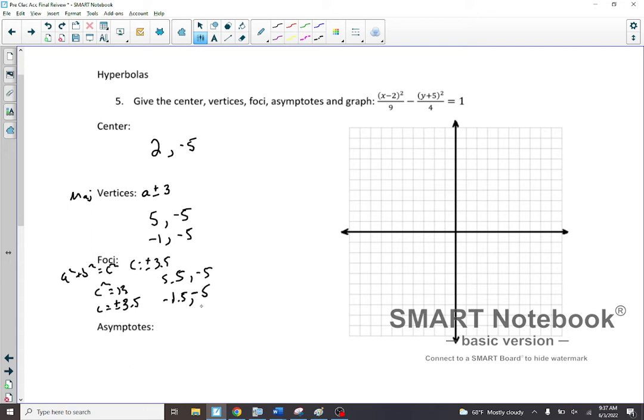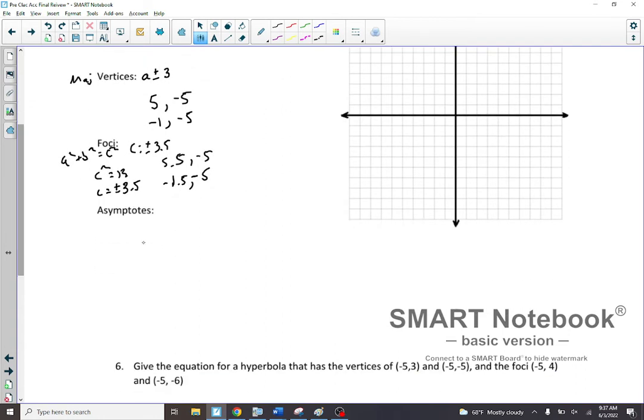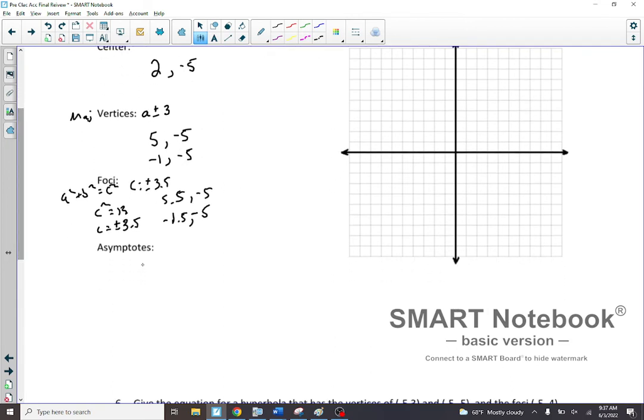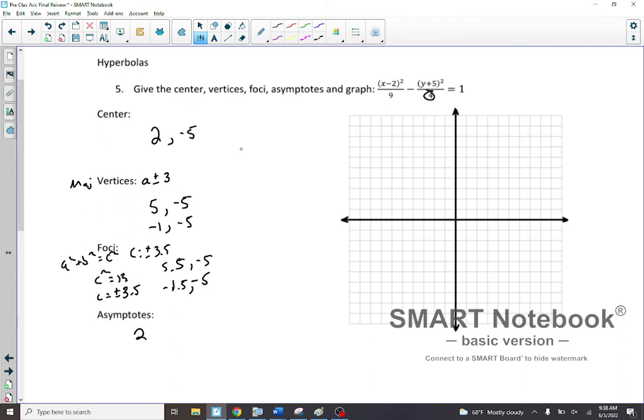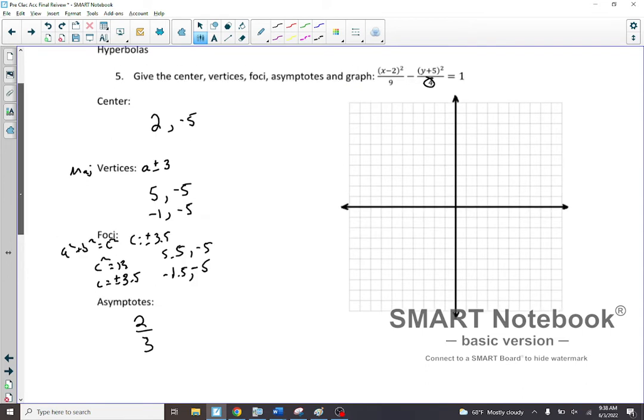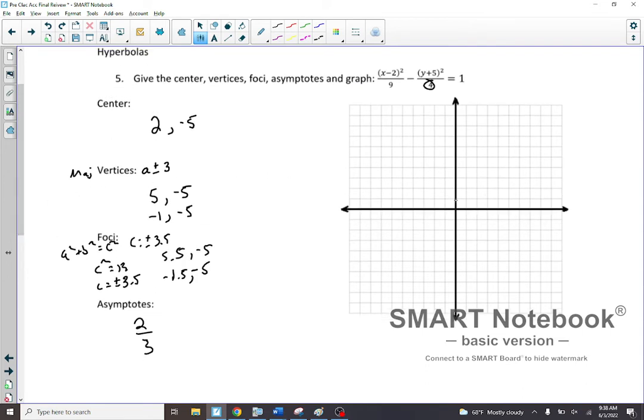The asymptotes, I just want the slope. So when the slope comes around, I just want that y value over the x value. So 2 is the y value. When I say the y value, I mean the square root here, the b value, over 3. And the center will always be the center. All right, so 2 comma -5. So 2 to the right, 5 down.